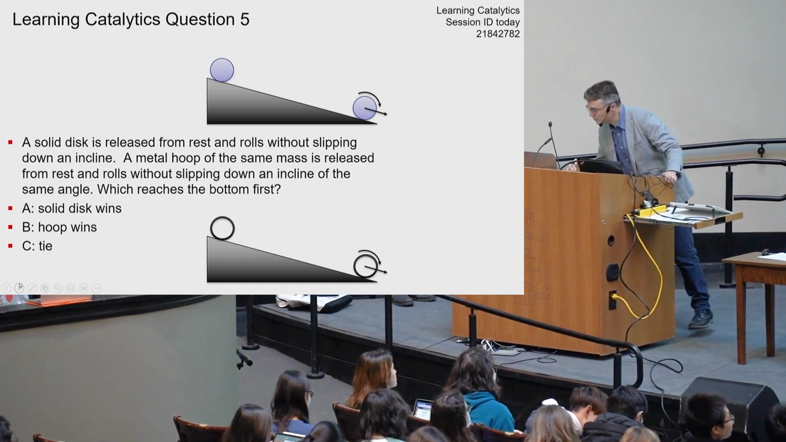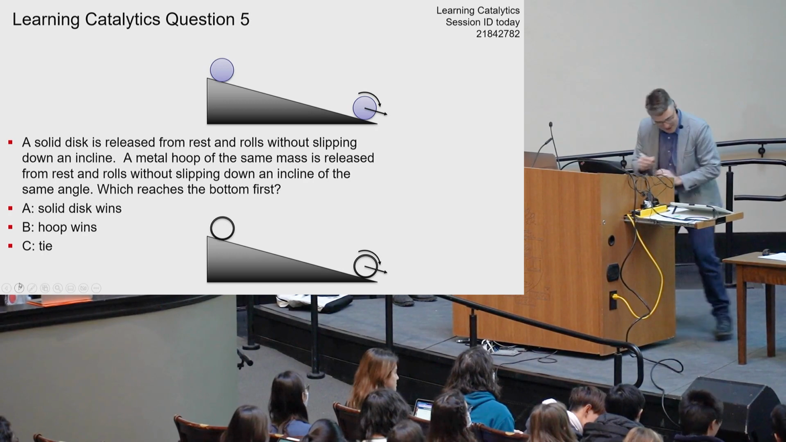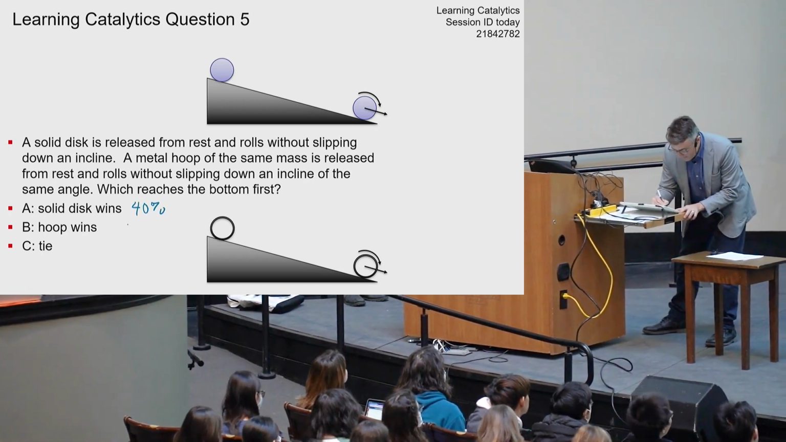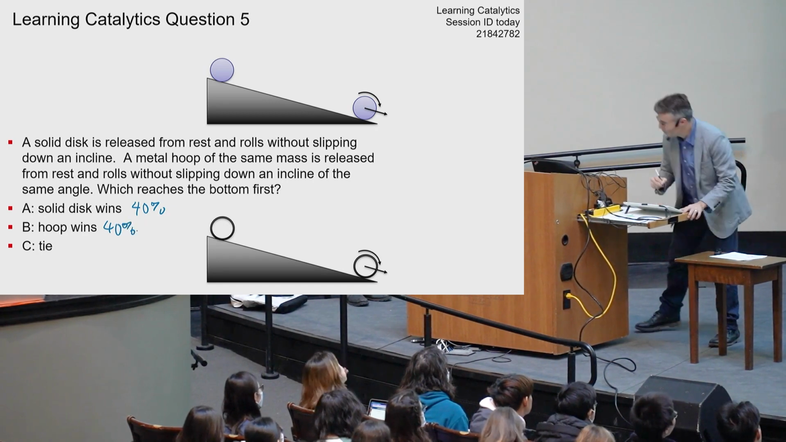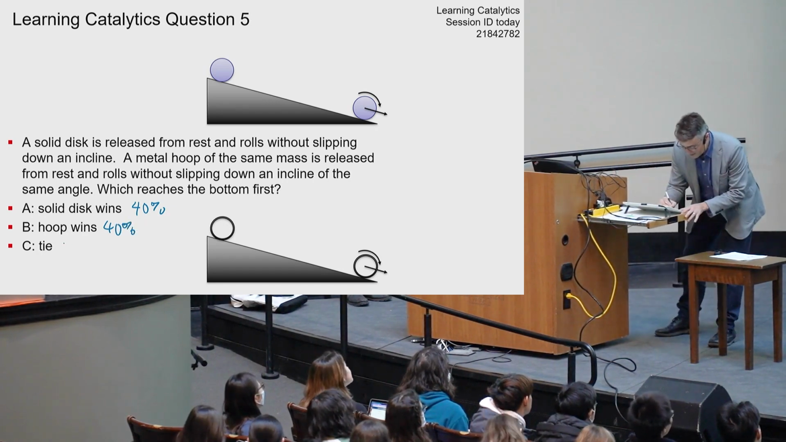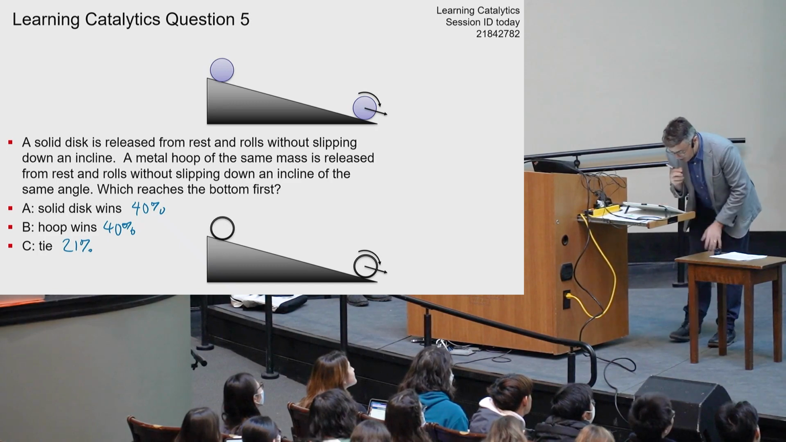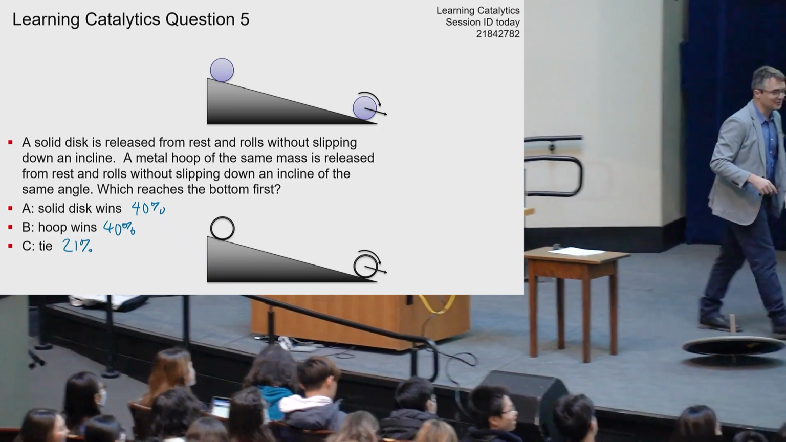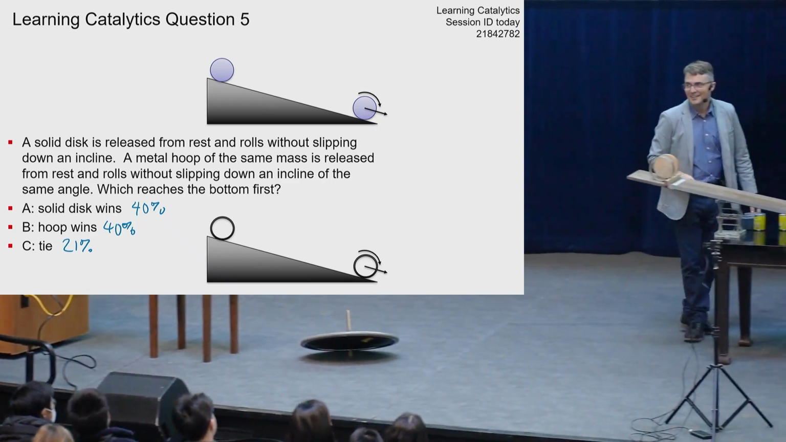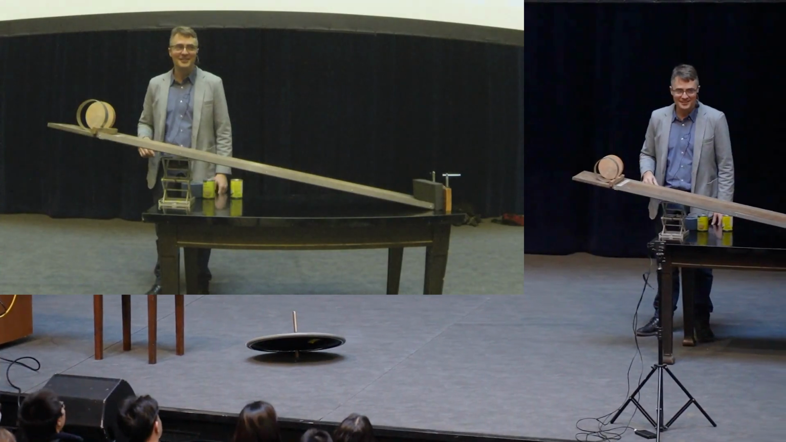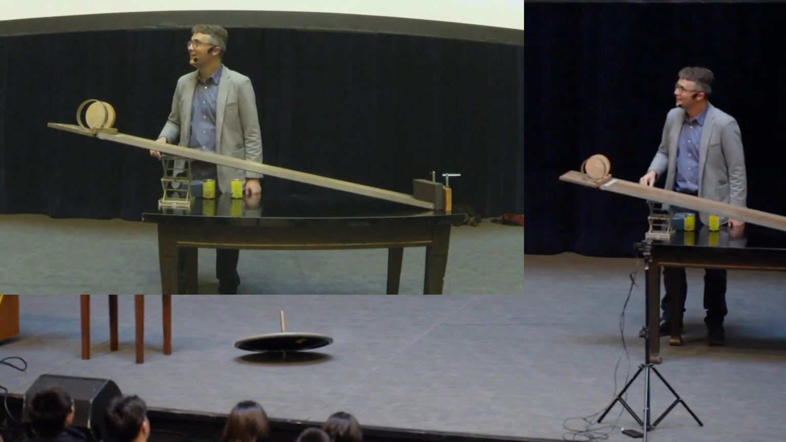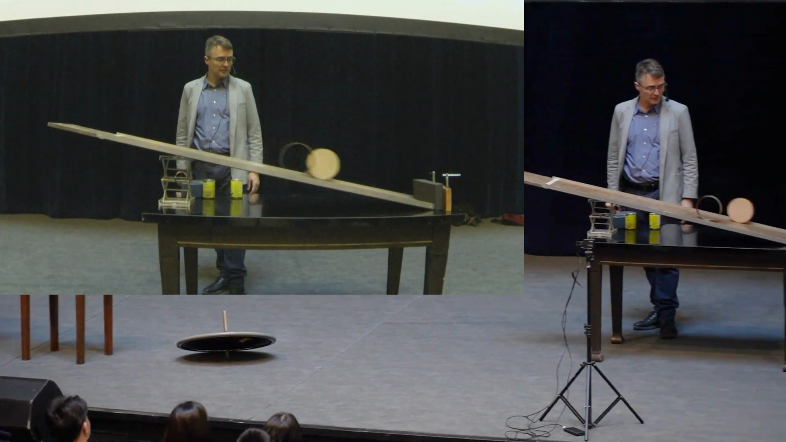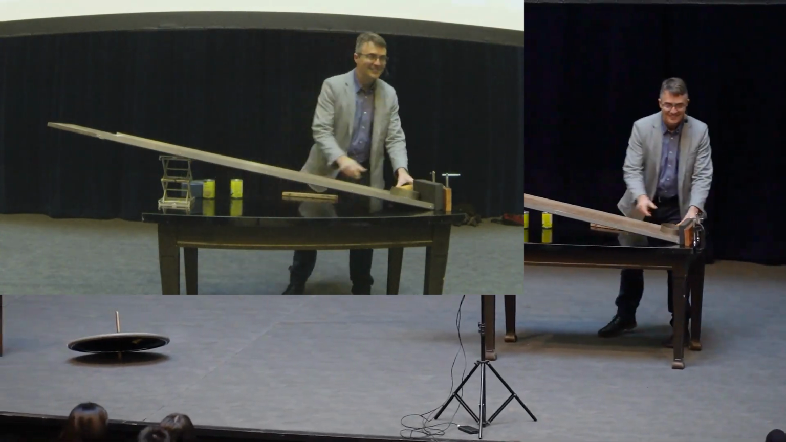Let's stop. So, survey says, by the way, 40% vote for the disk, 40% vote for the hoop, and 21% vote for the tie. Not sure how that works. But anyways, let's do it. So, luckily, nature is not a democracy. It's a dictatorship of what really happens. You just do an observation. So, disk wins.